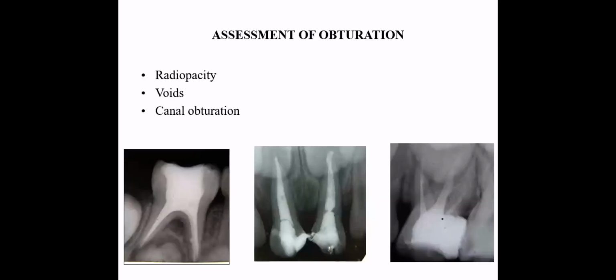Again, coming to the assessment, the obturation can be assessed by radio opacity, voids, and canal obturation. The radio opacity, it is radio opaque, and I have already shown that this is an obturation. Voids is this one. This is a void, which usually comes if you are not properly cleaning or properly drying the canal. Then the canal obturation, if you can see, it's partially obturated. This is also not fully obturated. These are the things you need to take into consideration when you're assessing an obturation of a primary tooth.